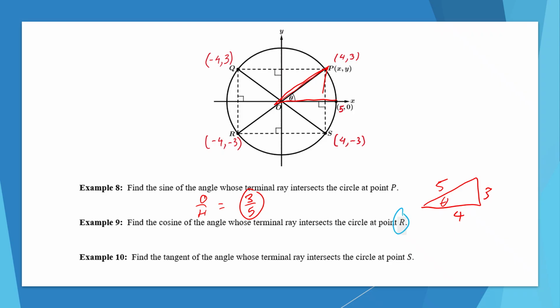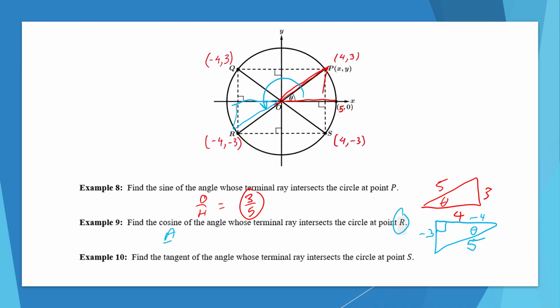Taking a look at the next one here, number 9, we're looking at point R this time. And so point R is talking about this whole angle right here. So this is the triangle we're going to want to extract. Drawing this triangle out, this is going to be theta. And then this would be -4 as that side, -3. So both of those would be negative, and then a +5 as our radius.